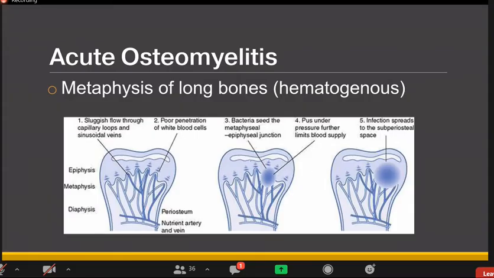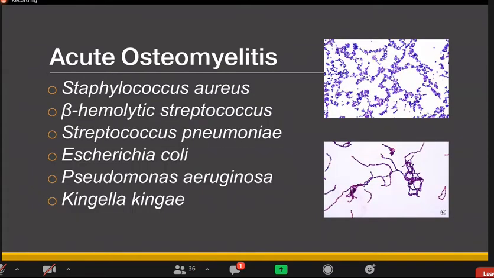Eventually, there can be pus development and further pressure, which limits the blood supply and further encourages the spread of infection. This results in infection in the subperiosteal space and abscess formation eventually. These are the more common pathogens, and note that it's also Staph aureus and beta hemolytic strep that commonly cause osteomyelitis.